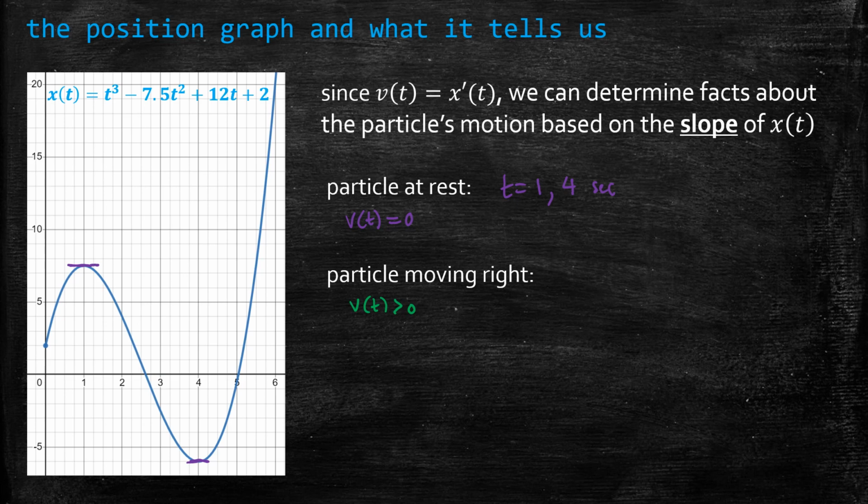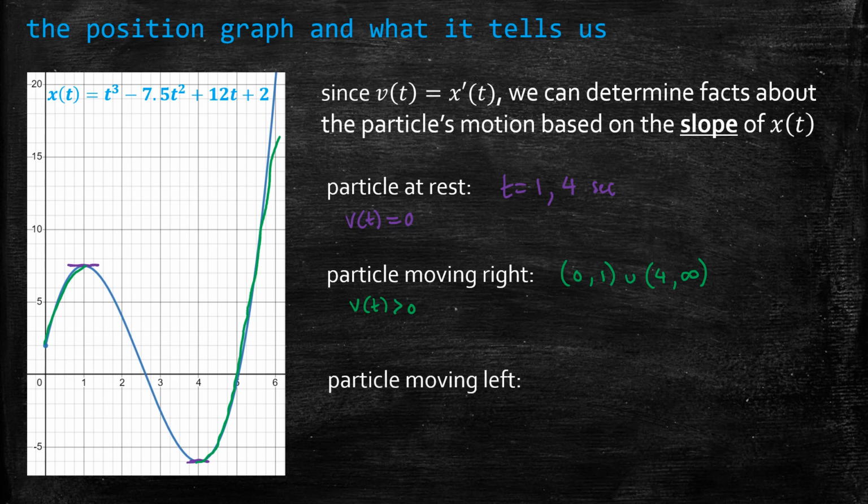So moving to the right, we need the slope of the graph to be positive. Where is the slope of the graph positive? It looks like from 0 to 1, and then from 4 onwards. So the particle is moving to the right, accordingly, from 0 to 1, and also 4 to infinity, assuming the particle never stops. So that's where the velocity, aka the slope of the graph, is positive.